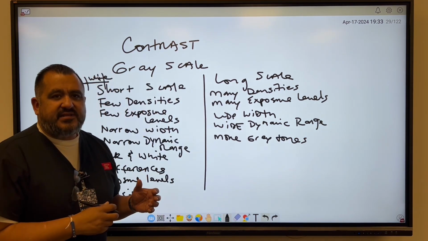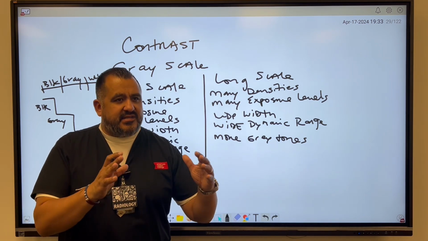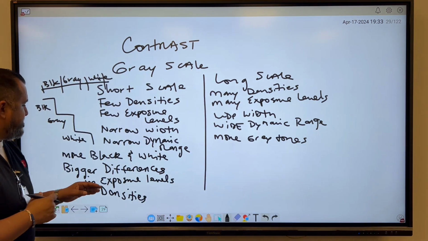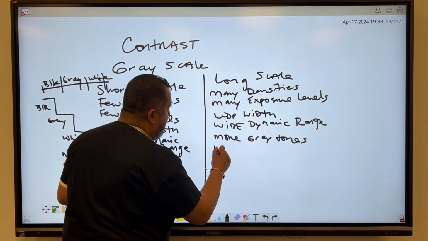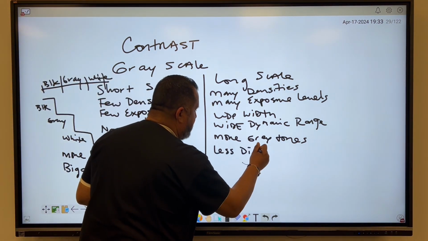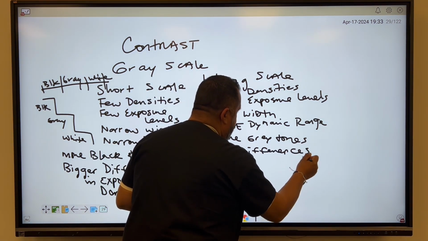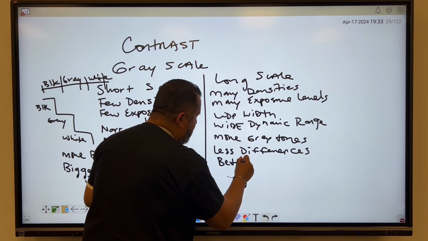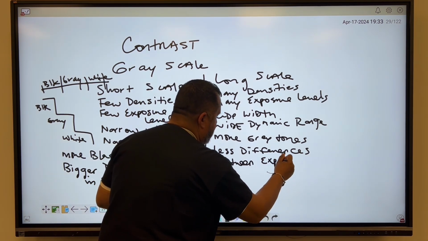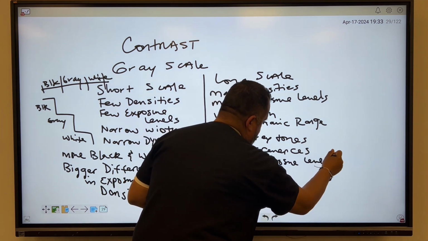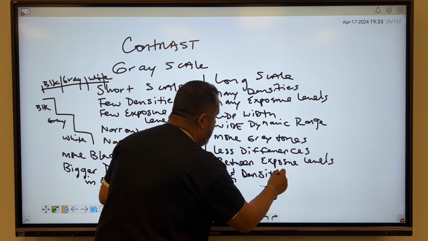So if you have more densities and you have more recorded exposures, it's going to be longer. You're adding it to the scale, it's longer here, right? So now the differences are going to be less. So you're going to have less differences between the adjacent densities and exposure levels. So less differences between the densities and exposure, okay? So between exposure levels and densities. So this is how we would look at it in comparison.